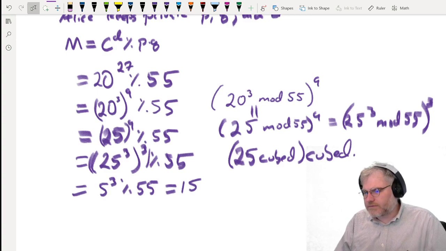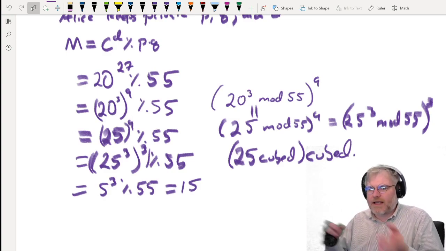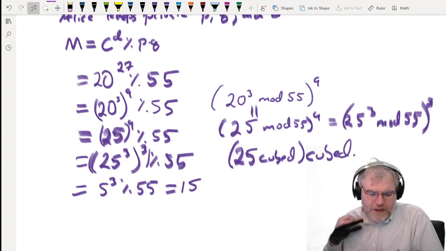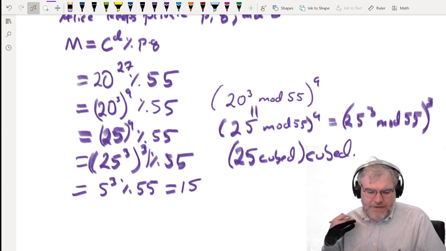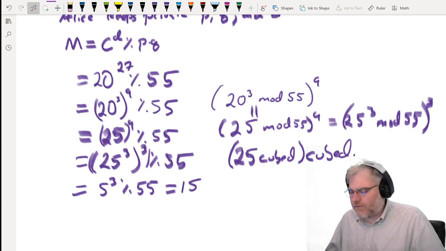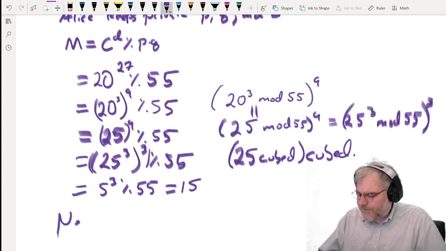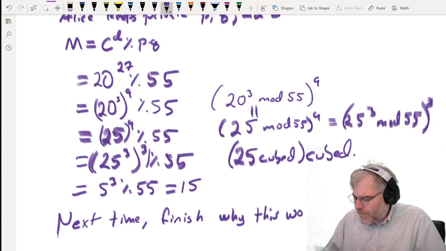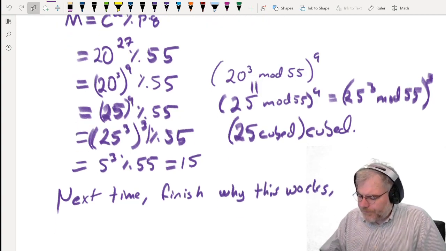We talked about encrypting and decrypting with RSA and a bunch of the other ciphers. Next time, we'll finish up this section by talking about the theorems that say why it works, which is on page 554 if you want to look at it. So next time, we will finish why this works, and then we will start chapter 5.